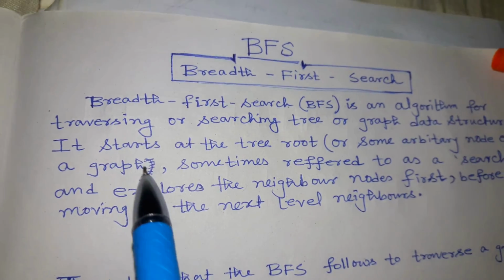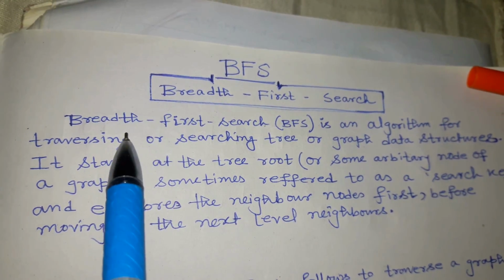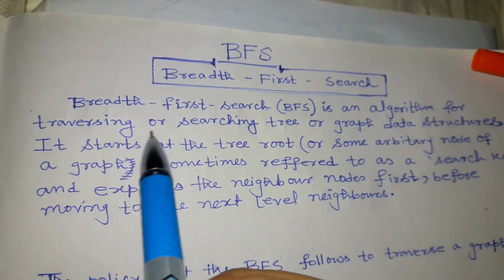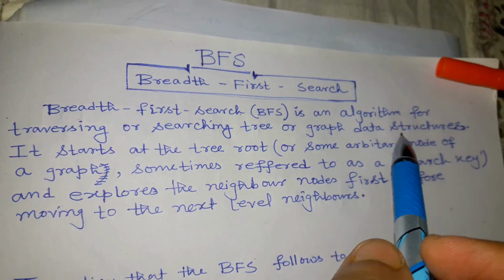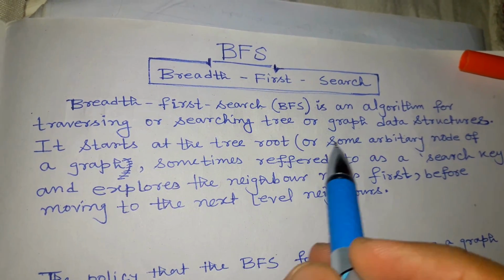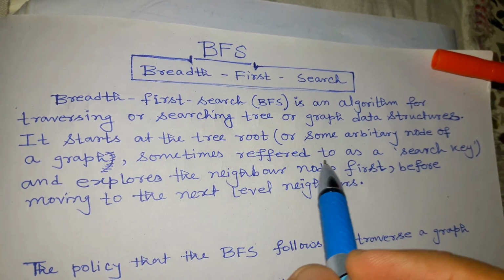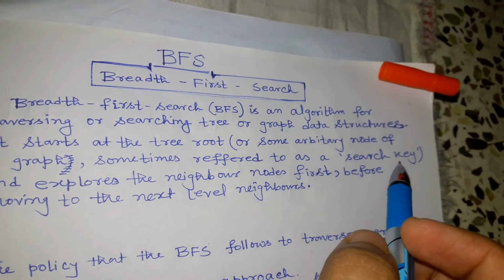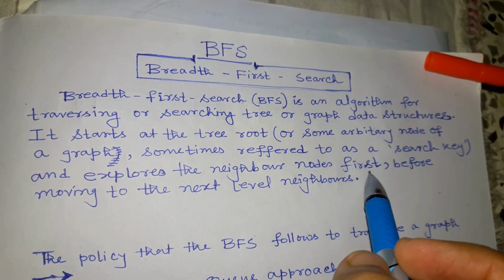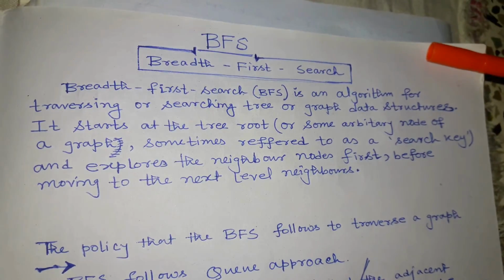Now at first I will show you the definition of the BFS algorithm. So see here, breadth first search or BFS is an algorithm for traversing or searching tree or graph data structures. It starts at the tree root or some arbitrary node of a graph, sometimes referred to as the search key, and explores the neighbor nodes first before moving to the next level neighbors.